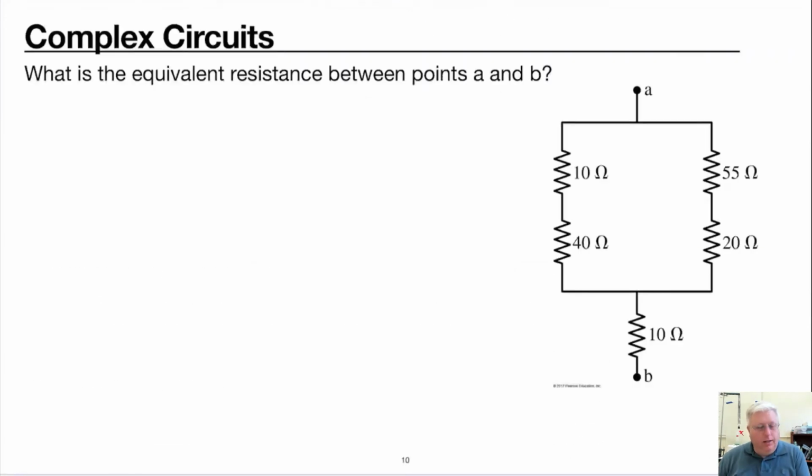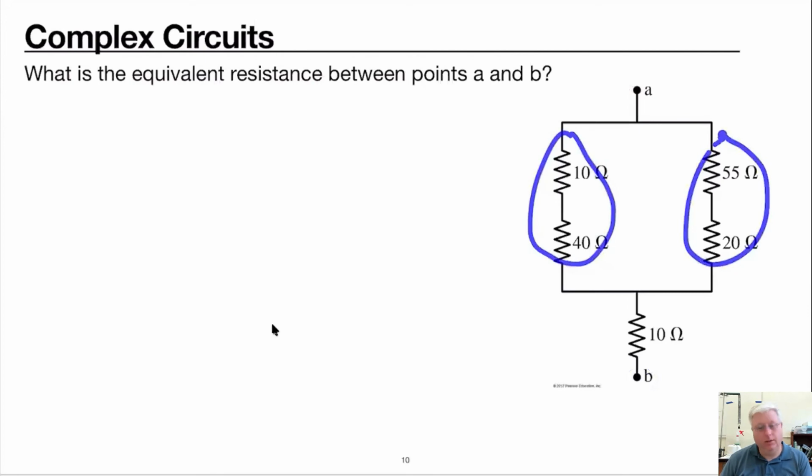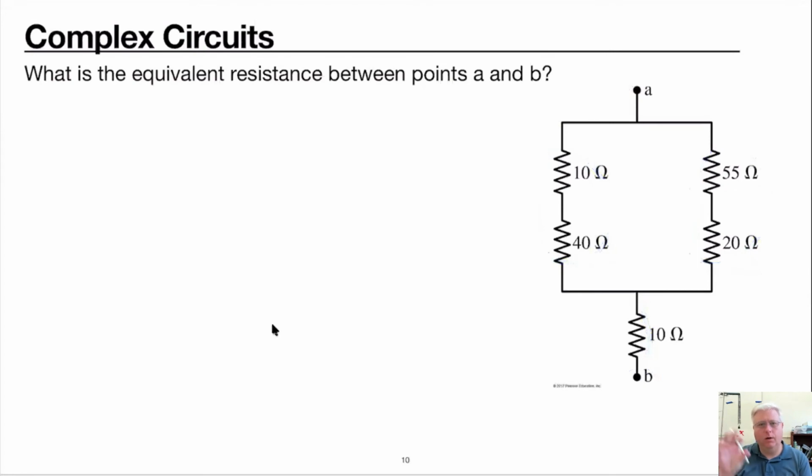All right, so let's try to put it all together and see a more complex circuit. What would be the equivalent resistance of this circuit between points A on the top and B on the bottom? Well, we've got several things going on. We see that these two are in series. These two are in series. But the sets of these two that are in series are in parallel with each other too, right? And then we've got another thing going on down here. So we'll just take one branch at a time and simplify as best we can.